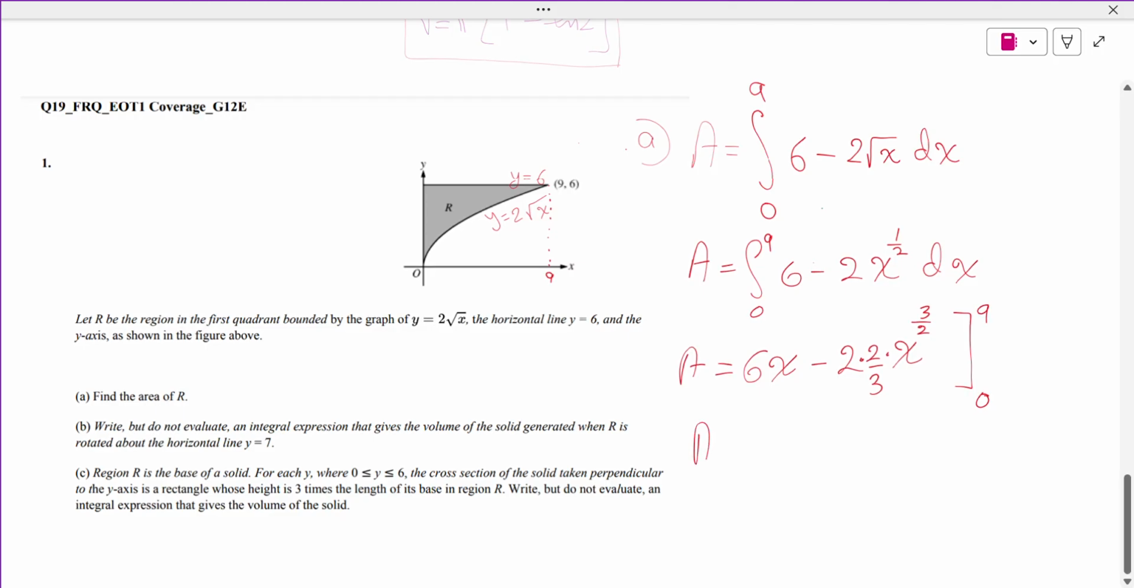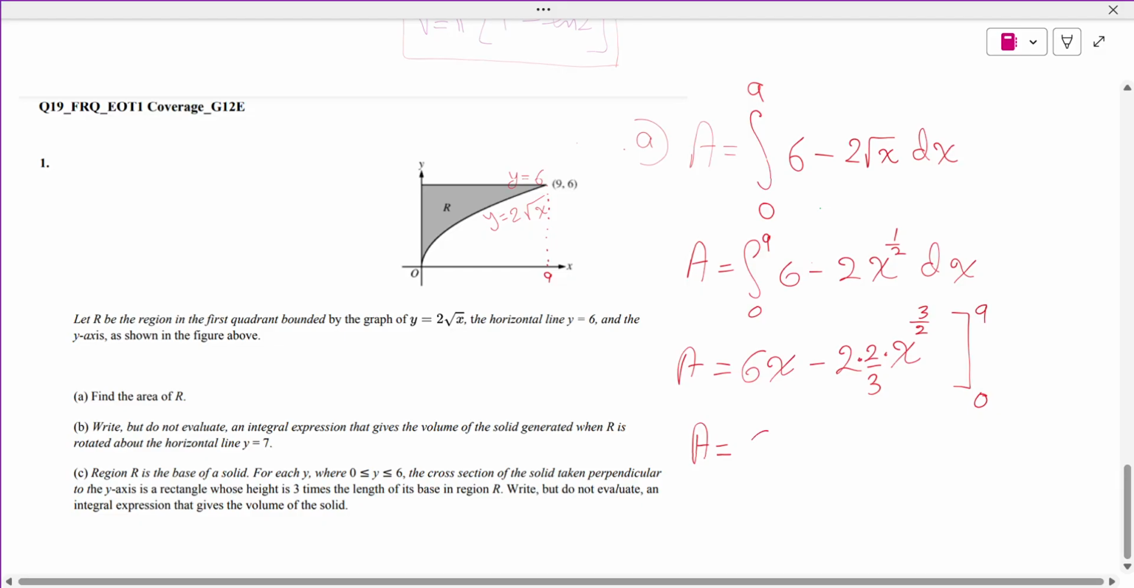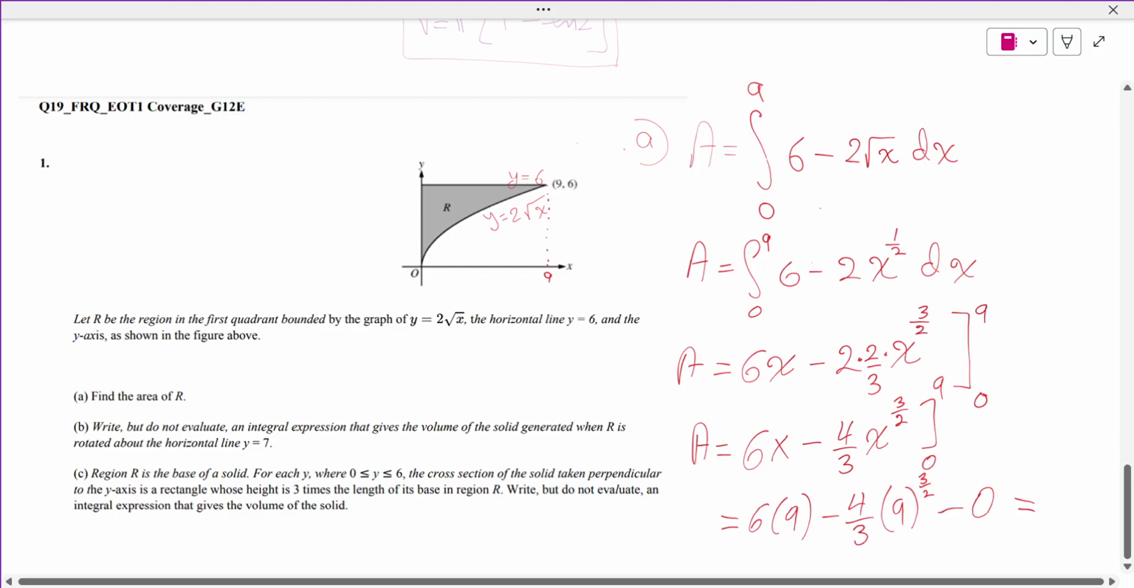So the area equals 6x minus 4 over 3, x to the power of 3 over 2, evaluated from 0 to 9: 6 times 9 minus 4 over 3 times 9 to the power of 3 over 2, minus 0. If you plug in the 0, it will be 0. So this is equivalent to 18. So the area of region R is equal to 18.